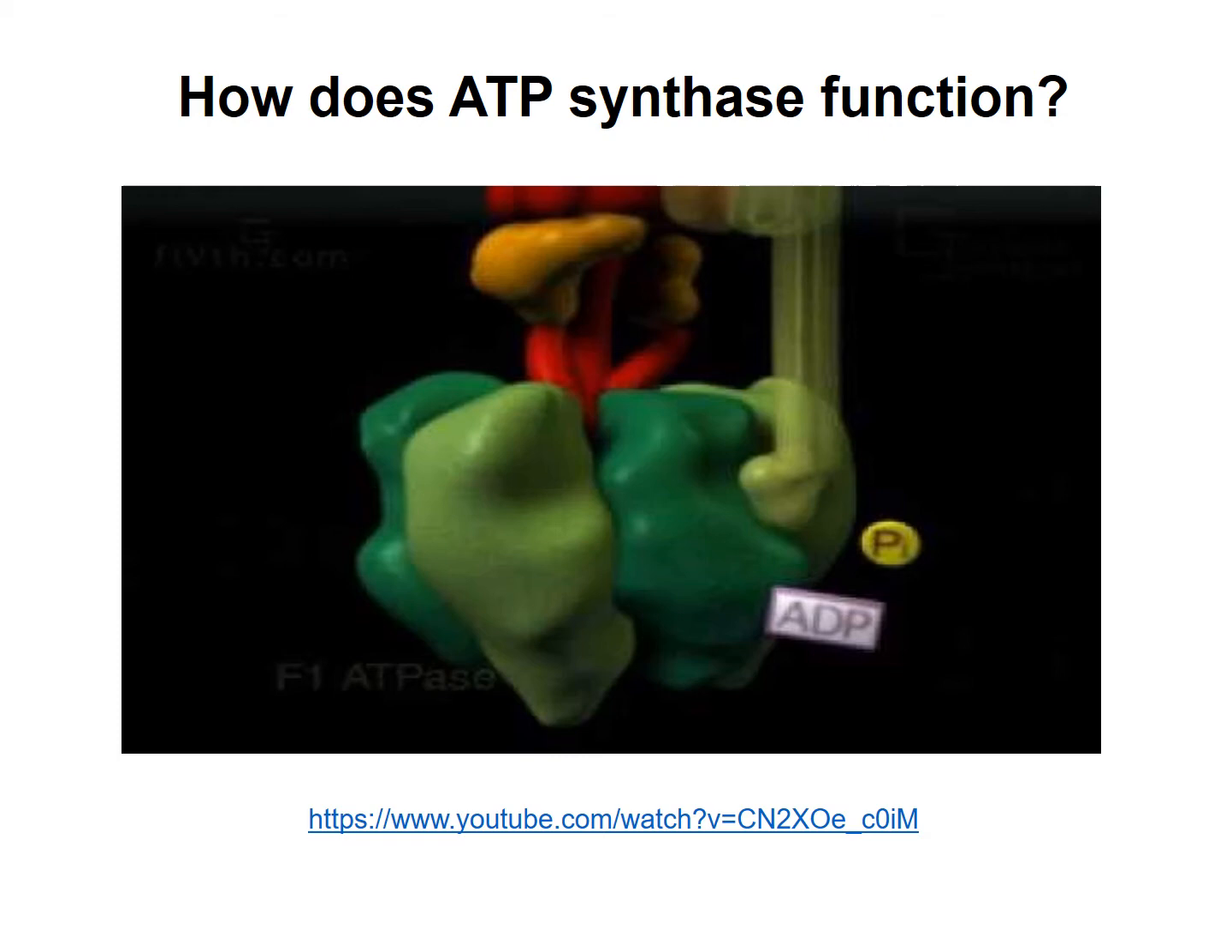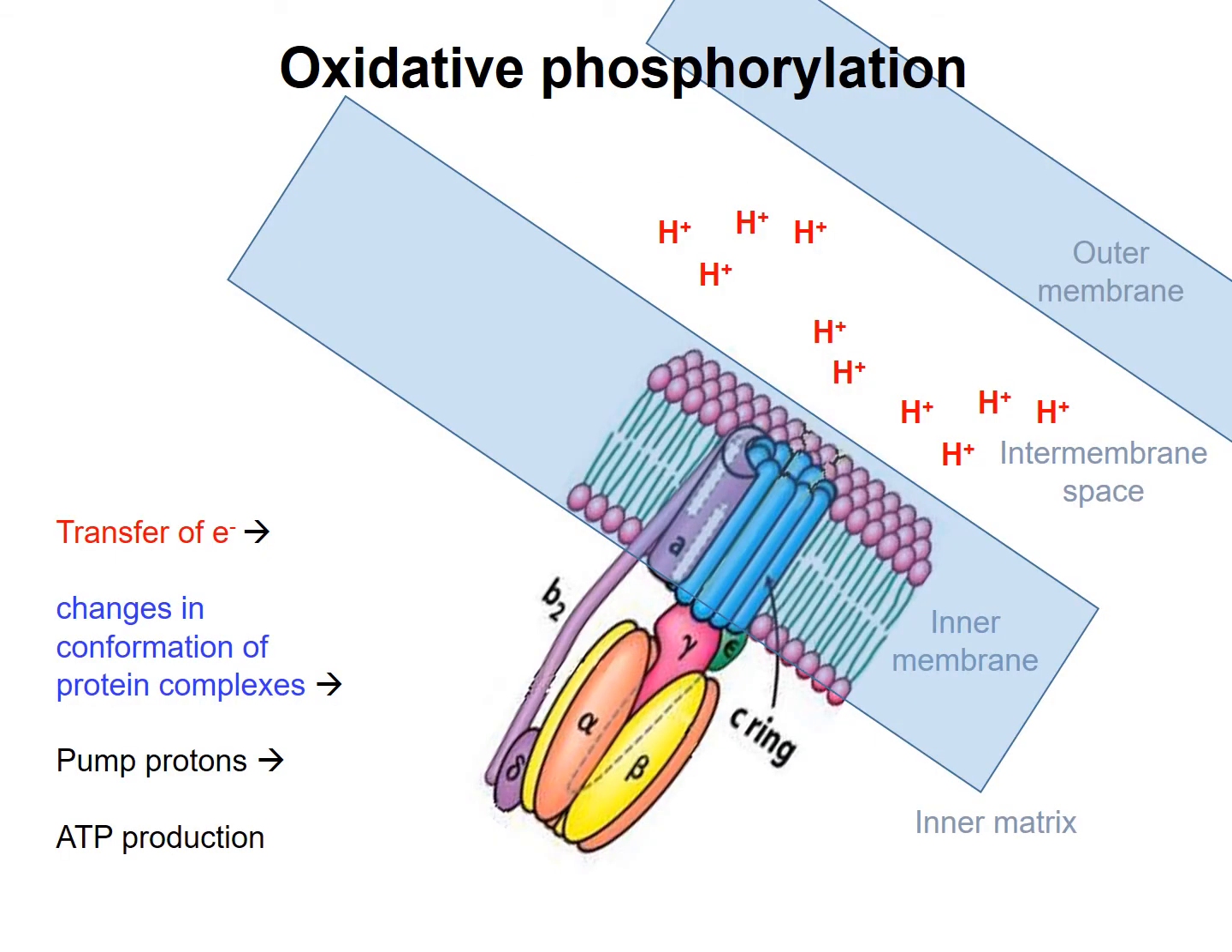really well. By now, you should clearly see that it is the transfer of electrons along the electron transport chain that causes the conformational changes in protein complexes 1, 3, and 4, which pump protons across the inner membrane into the intermembrane space, and this has built up a proton gradient that allows ATP production by using ATP synthase.